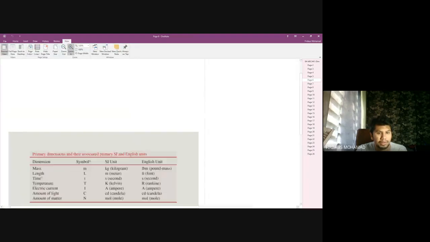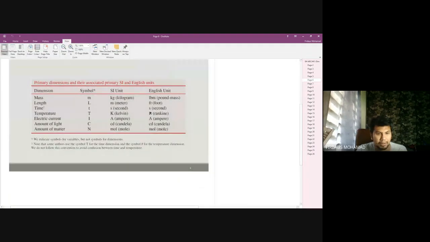So kalau tengok sini, mass, kilogram, M; length, L; time, small t, bukan T capital, sebab T capital biasanya untuk temperature. Temperature, T besar; electric current I, ataupun ampere; amount of light CD, candela; amount of matter, mole. Okay, so biasanya kita akan guna tiga ni, mass, length dengan time, untuk kita punya dimensional analysis.